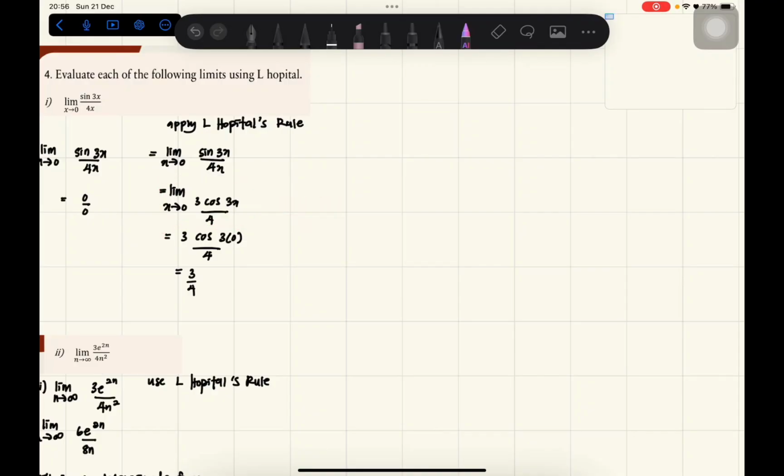When you get this form, just substitute x equals 0 inside this, and cos 3 times 0 is cos 0. I'm sorry, cos 0 equals 1. So it is 3 times 1 over 4. So the final answer, the value of the limit, is 3 over 4.